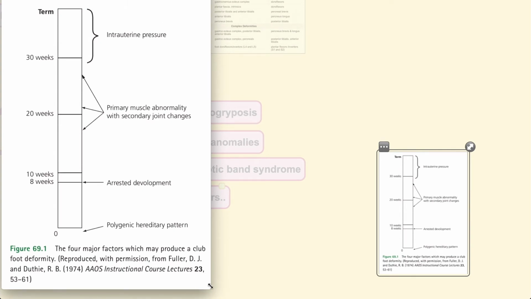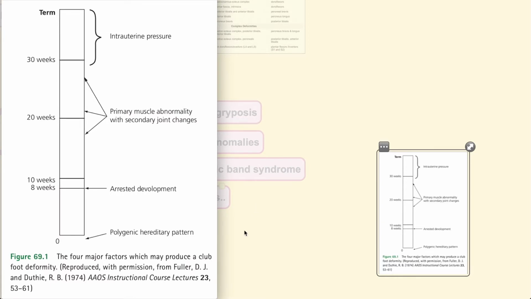It has been mentioned that there are 4 major factors which may produce a clubfoot deformity, or CTEV. During pregnancy, there could be a polygenic hereditary pattern coming down from the parents. At the 8th week of development, when the musculoskeletal system is being developed, there could be an arrested development. During pregnancy weeks 20 to 30, there could be primary muscle abnormality with secondary joint changes, followed by late pregnancy problems such as intrauterine pressure. These factors can be connected to the condition of the amniotic fluid, whether it is excessive or lacking, such as in oligohydramnios cases.